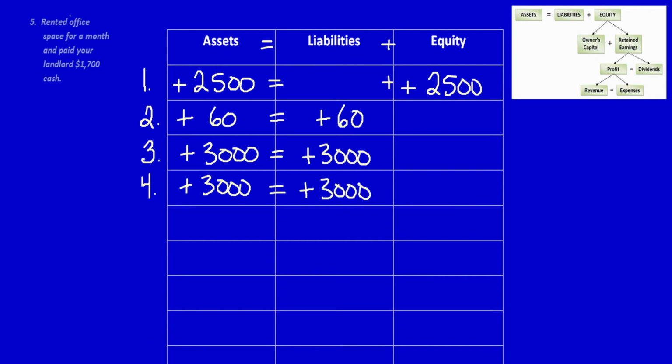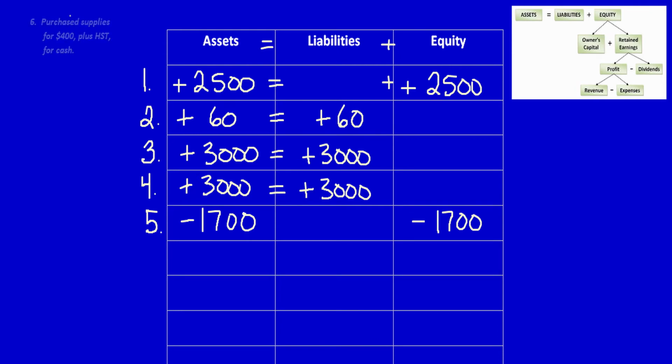Transaction number 5. Rented office space for a month and paid the landlord $1,700 cash. What did the business get? They got the use of the space in order to help them generate revenue. The word use should tell you right away that it's an expense. What do expenses do to equity? Expenses reduce profit, and therefore they reduce retained earnings, and therefore they reduce equity. So this has to be negative to the equity column, $1,700. Forgot to put the 5 there. Sorry about that. What did the business give away? They gave away cash, which is an asset. So there's no further future economic benefit, so negative $1,700.